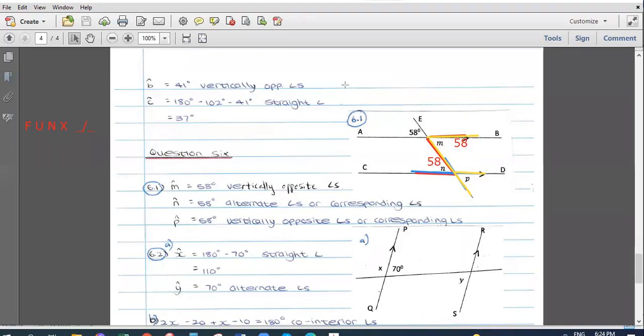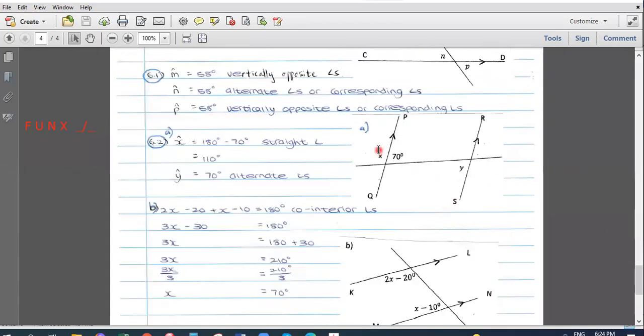Now, using the same laws in terms of parallel lines, we're going to look at the next diagram. We have X, we have a value next to X, which is 70 degrees. We have Y. So if you're looking at this, the easiest option would be that we can work with a straight line. Your option is your straight line. Straight line adds up to 180 degrees.